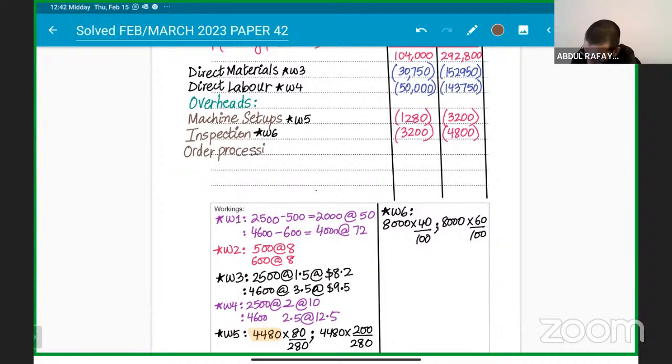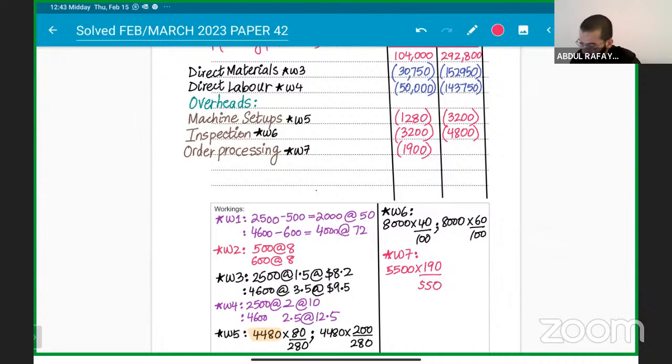Okay, guys, everyone following? And this will be working number 7. Any questions up till now? So working number 7 will be very simple: we have 5,500 as the order processing cost and 190 orders are for product A out of the total 550 orders. So 5,500 into 190 divided by 550 orders. I'm getting 1,900 as the overhead cost for order processing for product A.